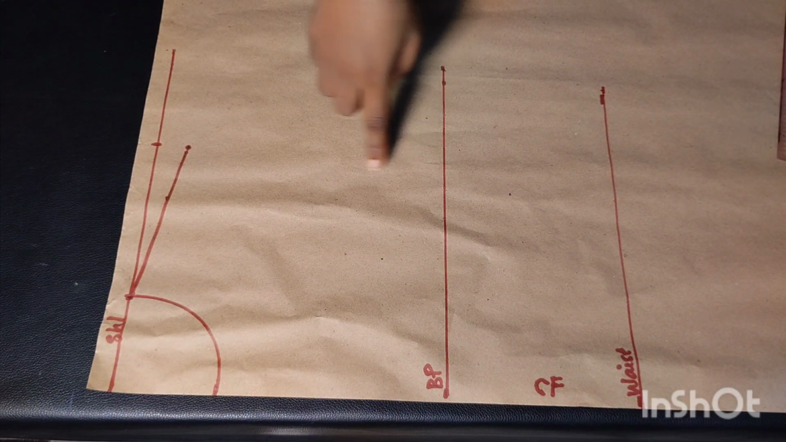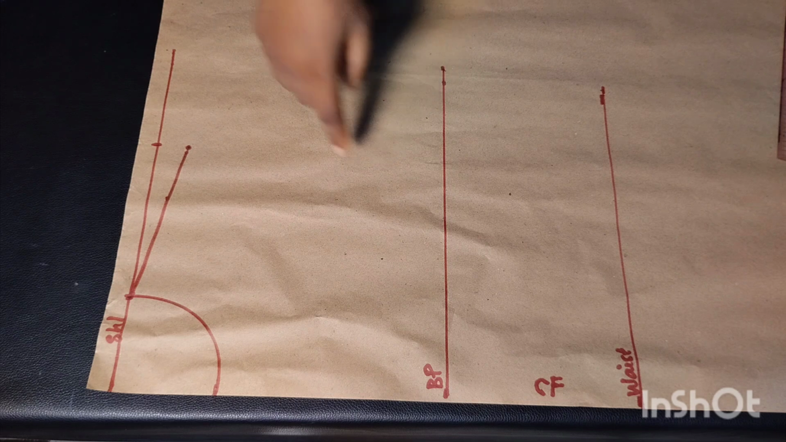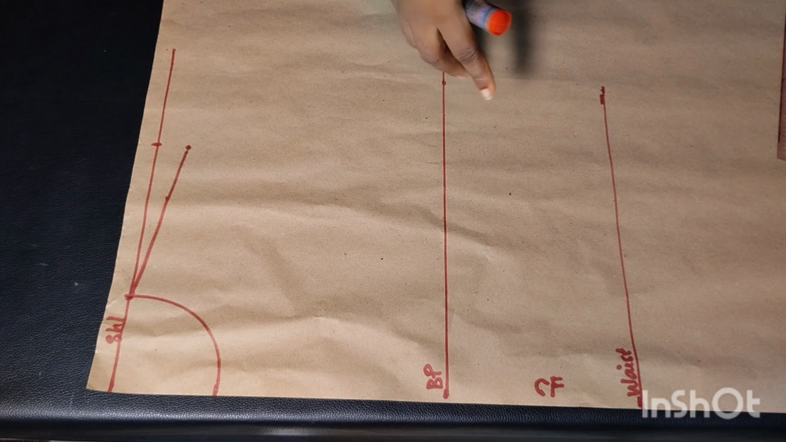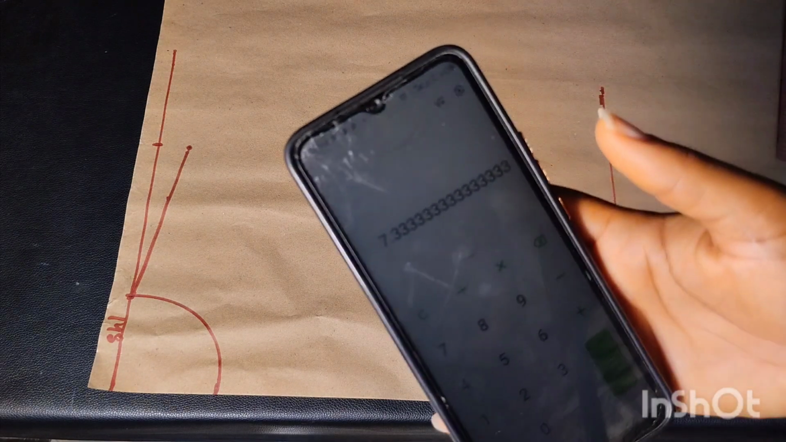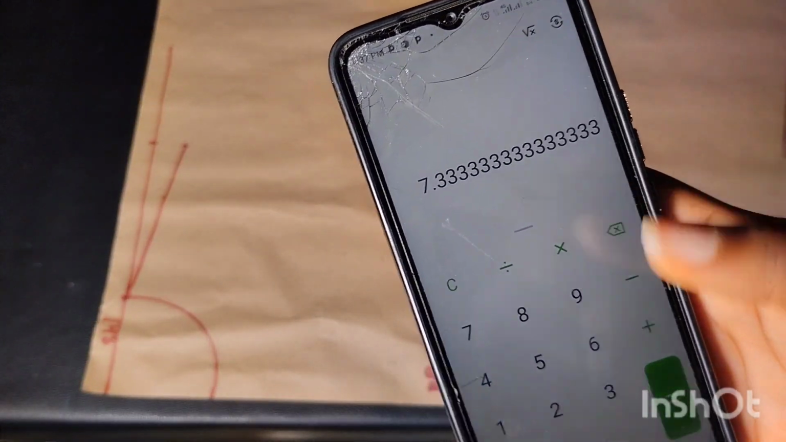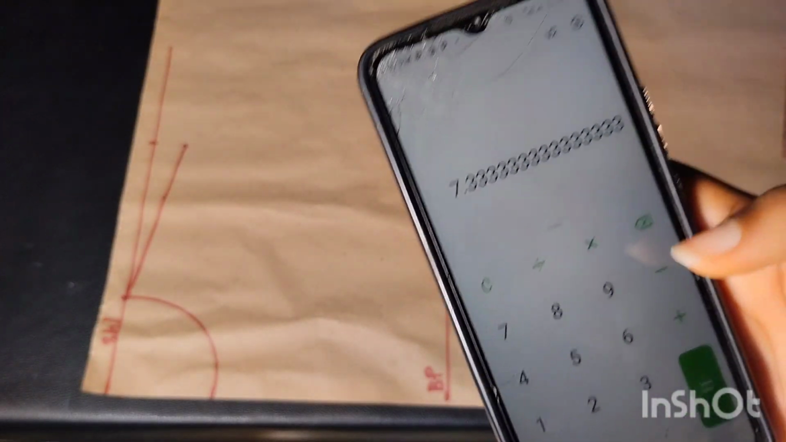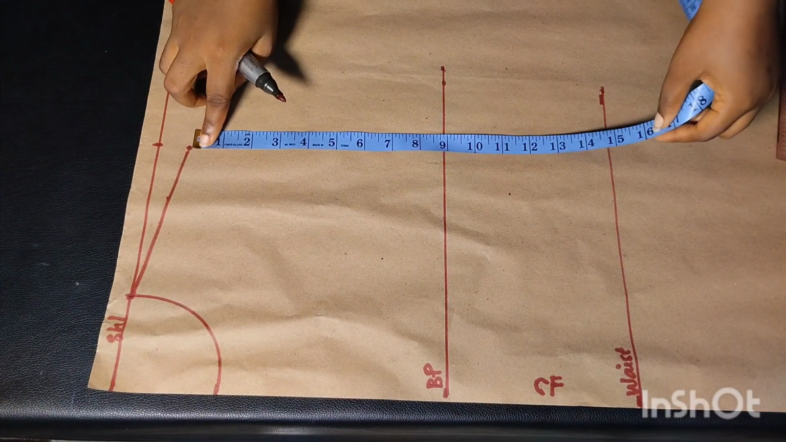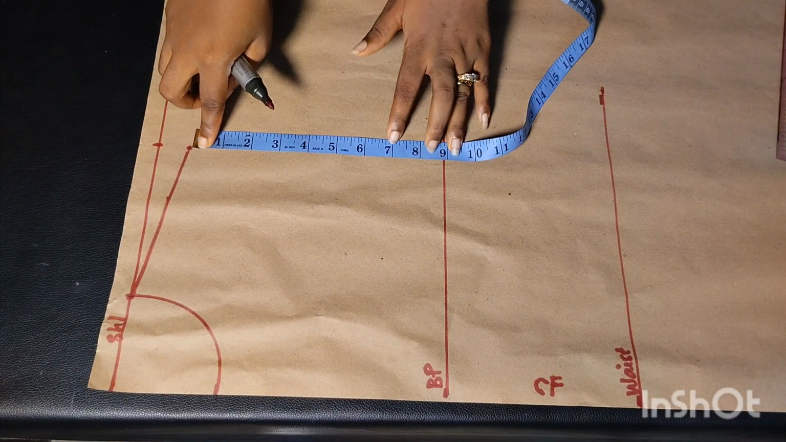Next, I will be inputting my armhole measurement, and in order to get my armhole measurement, I'm going to be dividing my bust measurement by 6, and I'll add 1.5 inches to that answer, and this is what I got: 7.333, but I'll be approximating everything to 7.5 inches, and I'll mark that 7.5 inches from my shoulder slant.